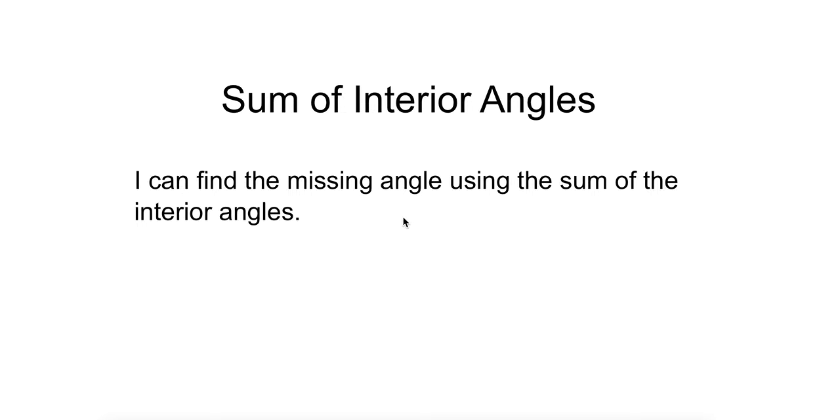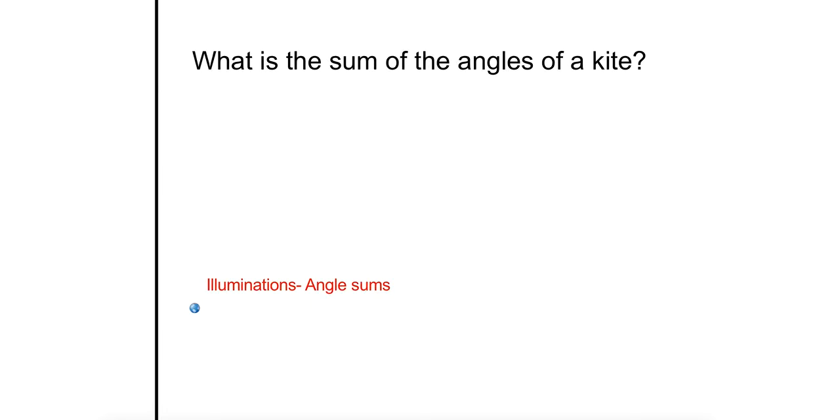Angles. I can find the missing angle using the sum of interior angles. So what is the sum of the angles of a kite? Well, a kite is a quadrilateral. So if we remember from yesterday, we can find it one of two ways.